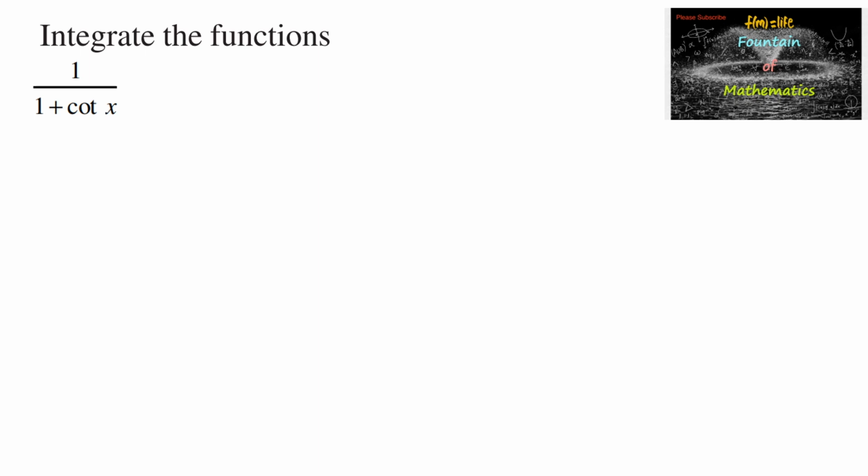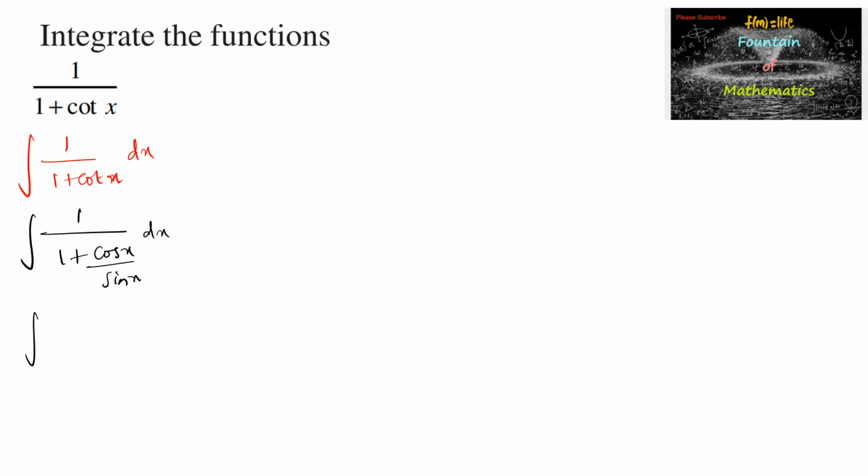Integral 1 upon 1 plus cot x dx. So we can simplify as 1 upon 1 plus cot x, we can write cos x upon sin x dx, or this can also be written sin x upon sin x plus cos x dx. And here let us multiply and divide with 2.